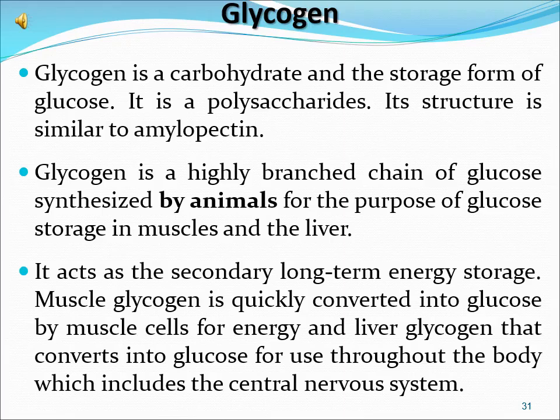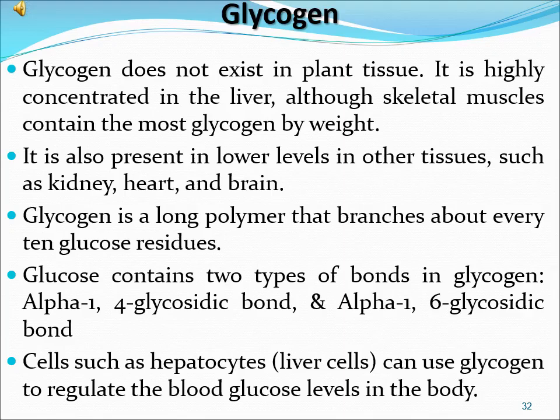Muscle glycogen is quickly converted into glucose by muscle cells for energy, and liver glycogen is converted into glucose for use throughout the body, which includes the central nervous system. Glycogen does not exist in plant tissue. It is highly concentrated in the liver. Although skeletal muscles contain the most glycogen by weight, it is also present at lower levels in other tissues such as kidney, heart and brain.